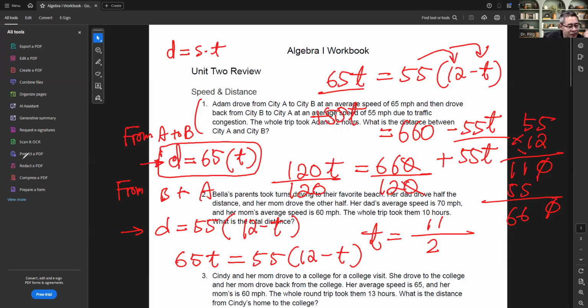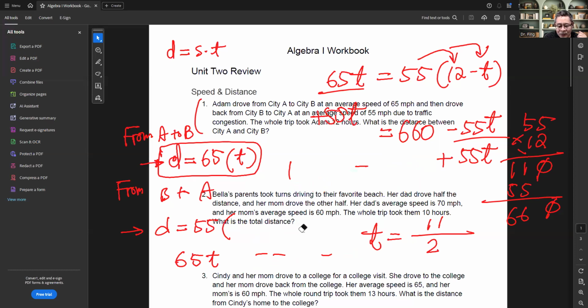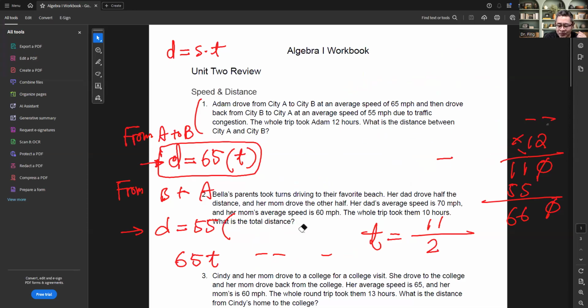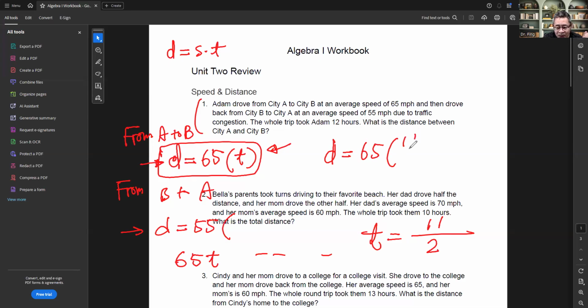5.5 hours. So therefore, in order to find our distance, we're just going to multiply that to the speed. So we're going back to this equation. Okay, so the distance then is 65 times 11 over 2, and we can use a calculator to do that. Pretty simple calculation.